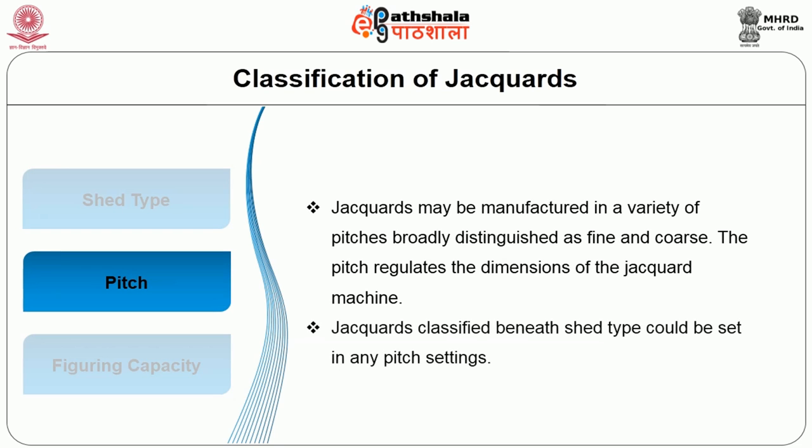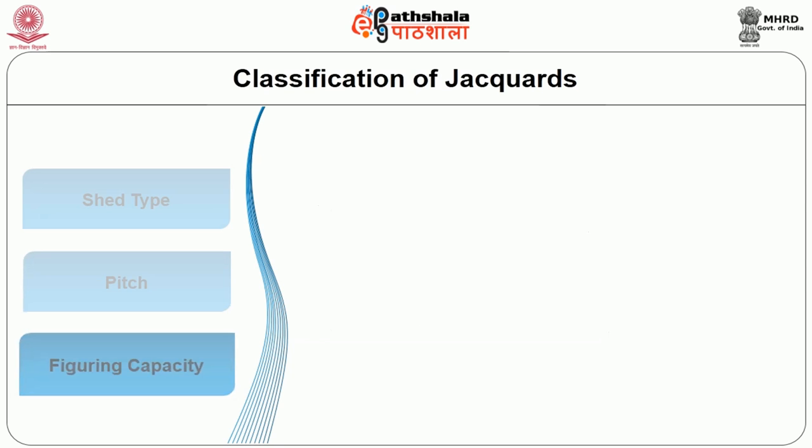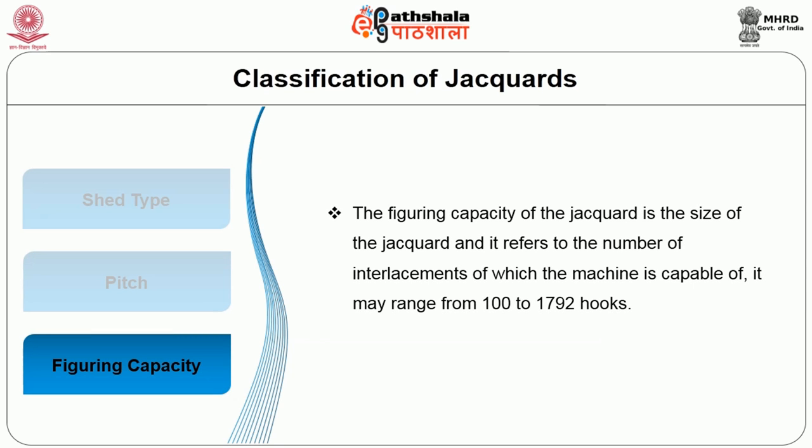Now the pitch, that is the fineness or the number of hooks and needles per square inch. Jacquards may be manufactured in a variety of pitches, broadly distinguished as fine or coarse Jacquards. The pitch regulates the dimension of the Jacquard machine. Jacquards classified by shed type could be set in any of the pitch types. Okay. Now the figuring capacity. The figuring capacity of the Jacquard is the size of the Jacquard, and it refers to the number of interlacements of which the machine is capable. It may range from 100 to 1792 hooks.